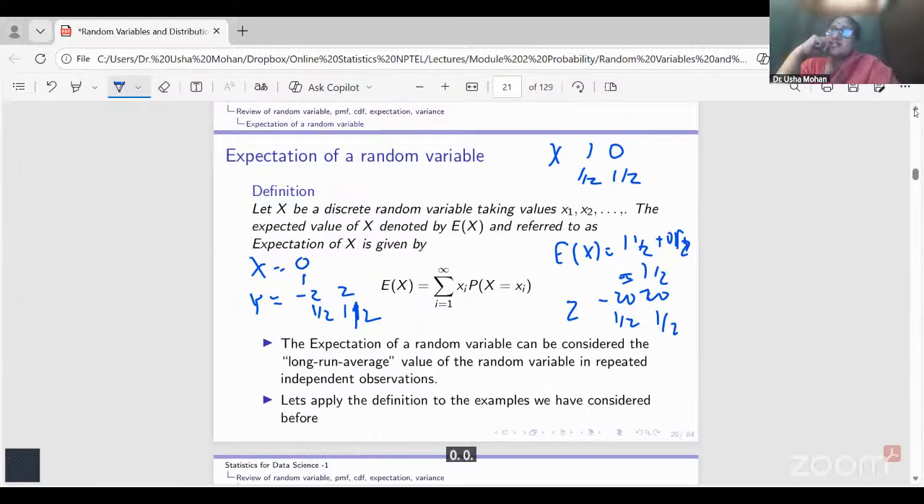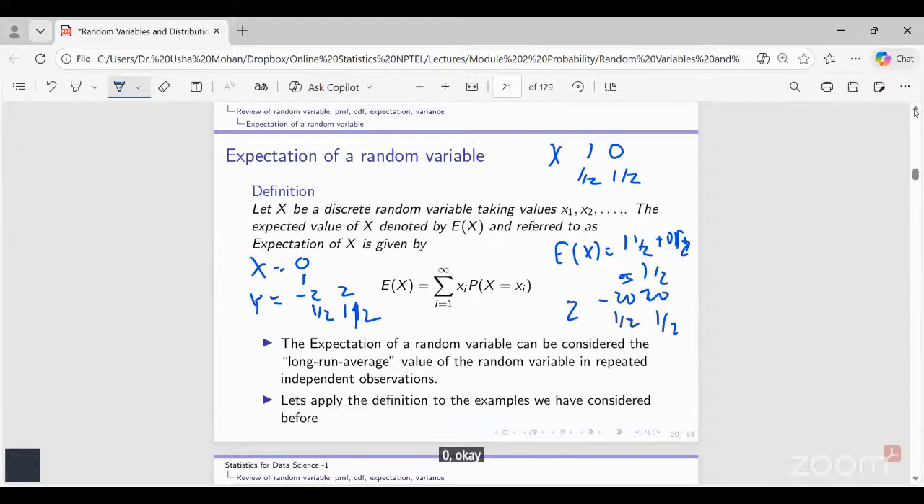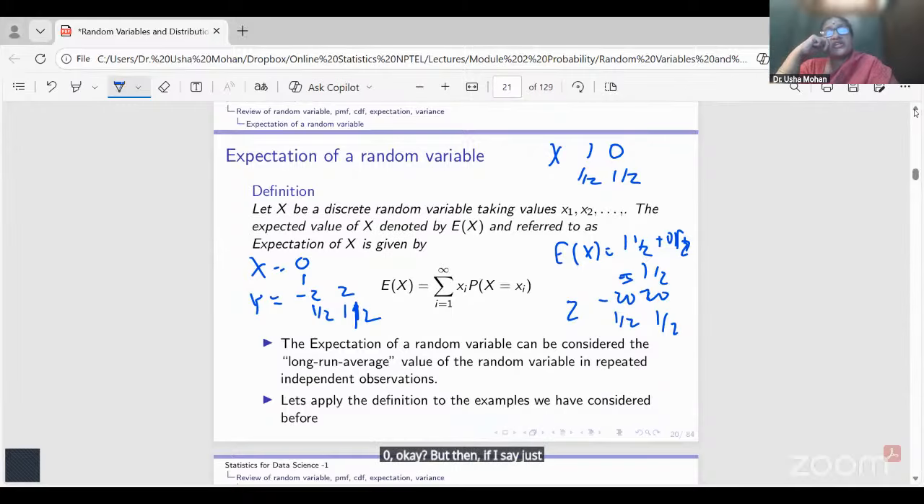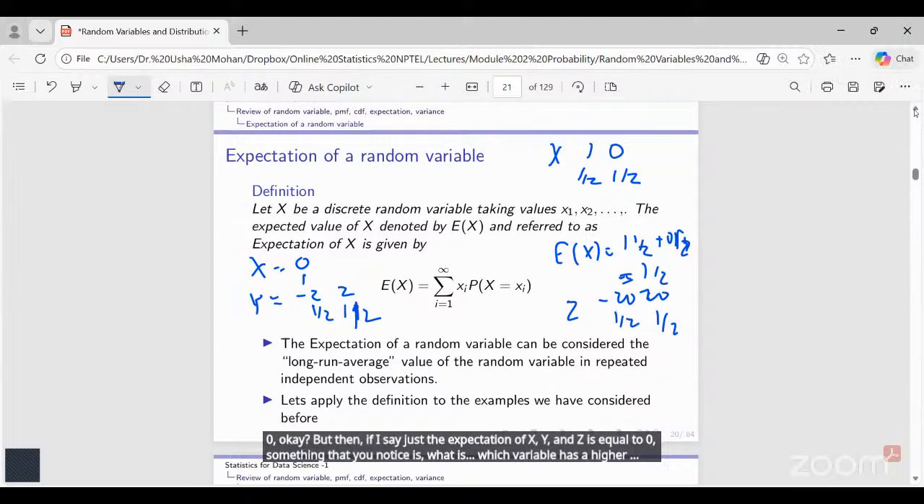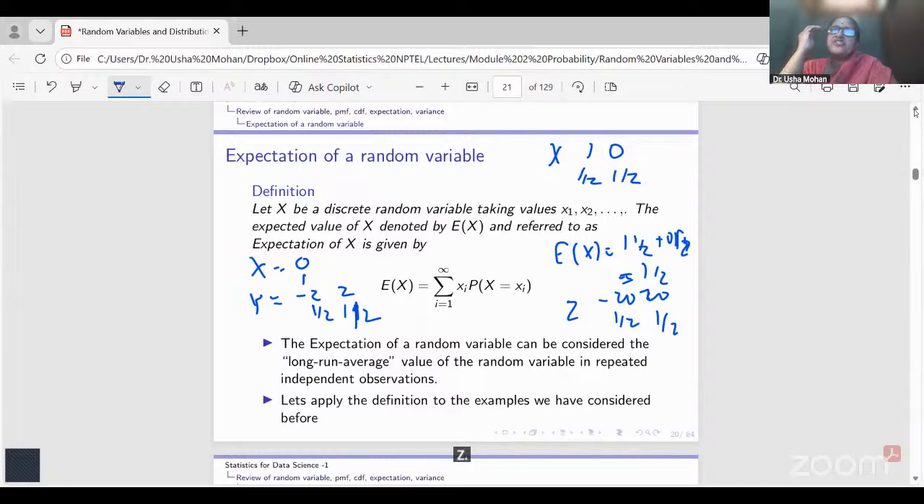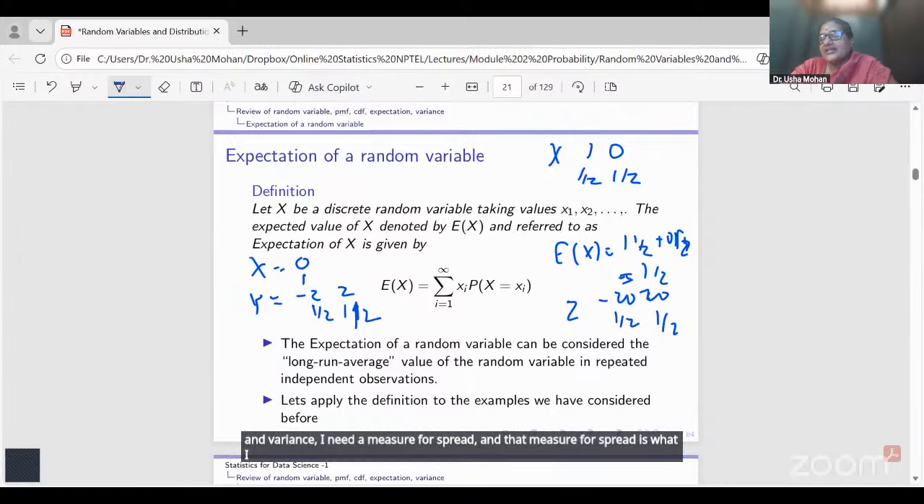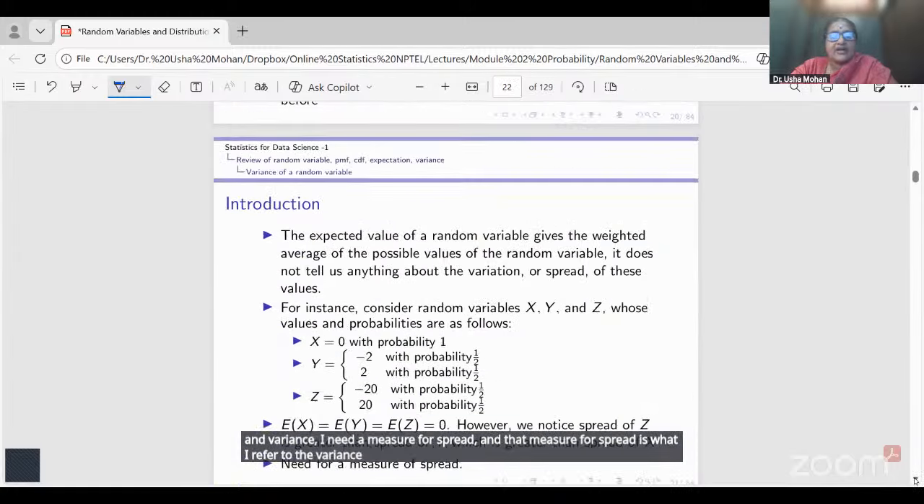But then if I say just the expectation of x, y, and z is equal to 0, something that you notice is which variable has a higher spread? Z. Z has a higher spread. So analogous to my mean and variance, I need a measure for spread. And that measure for spread is what I refer to as the variance of a random variable.